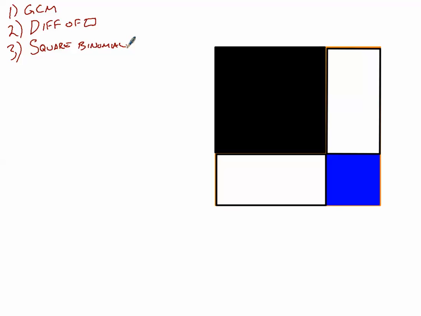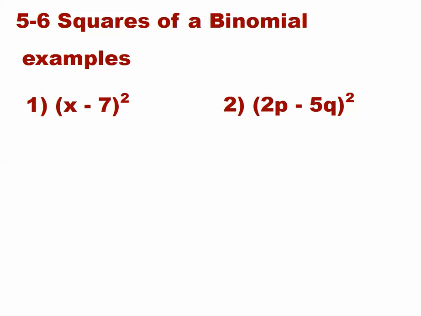So how does this work in actual problems? So here we have two square binomials that we are being asked to expand. So we need to expand these two binomials. What does it mean when you have x minus 7 squared? What does it mean when you have the quantity x minus 7 squared? Trevor? Perfect. It means you have x minus 7 times x minus 7.